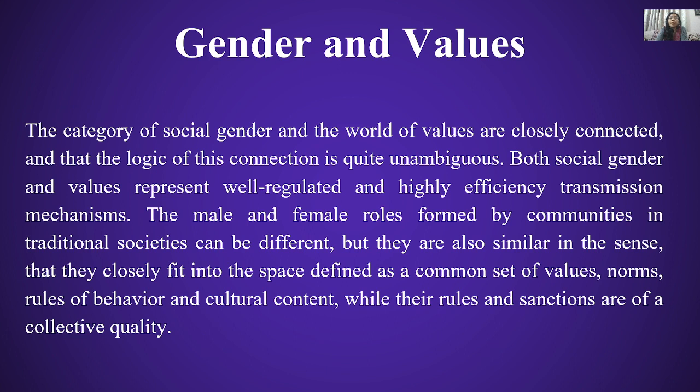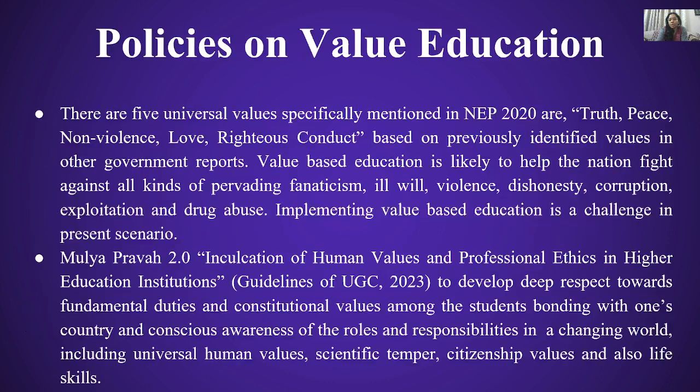Both social gender and values represent well-regulated and highly efficient transmission mechanisms. The male and female roles formed by communities in traditional societies can be different, but they are also similar in the sense that they closely fit into the space defined as a common set of values, norms, rules of behavior and cultural content, while their rules and sanctions are of a collective quality. Means both gender and values have a social context in their origin.